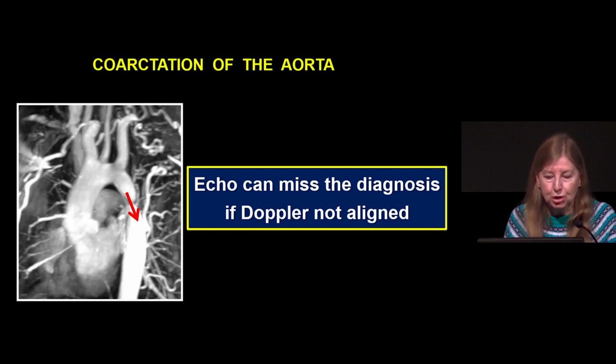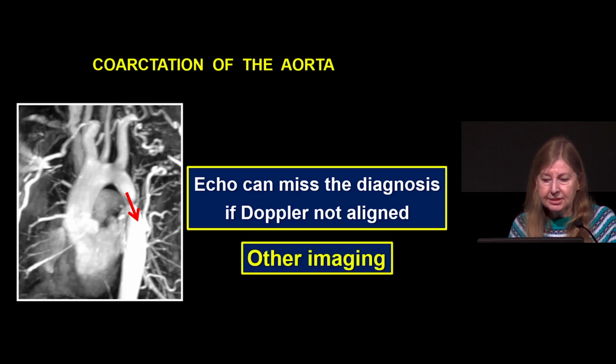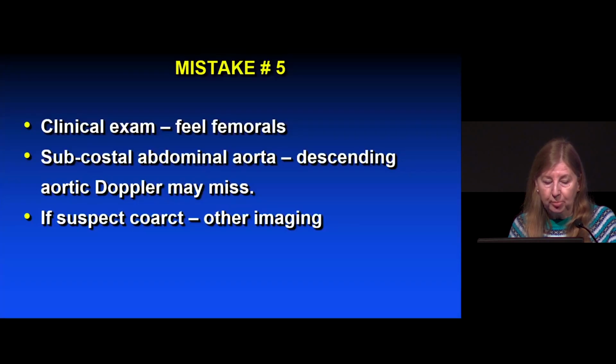And that's what happened in her. Her coarctation was about 1 millimeter across, very, very severe. And so suprasternal misses it. You absolutely have to do abdominal flows always, otherwise you miss that diagnosis. So anytime you suspect it, think about other imaging and always remember your abdominal aortic Doppler flow.